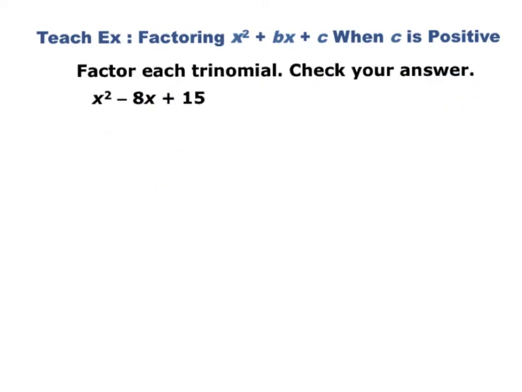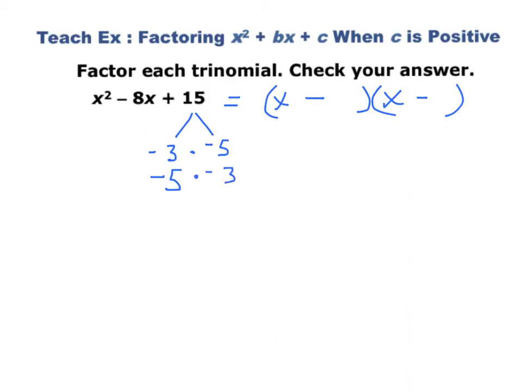Now notice what I'm seeing here. I'm seeing the constant term is positive and the linear term is negative. Now that tells me right there that whatever my factors are, I know it's going to be x minus and x minus. I just have to figure out which of those it's going to be. So first of all, we're going to find all the factors of 15. So let's see. I have negative 3 times negative 5. I have the reverse of that, negative 5 times negative 3. I have negative 1 times negative 15, and negative 15 times negative 1.